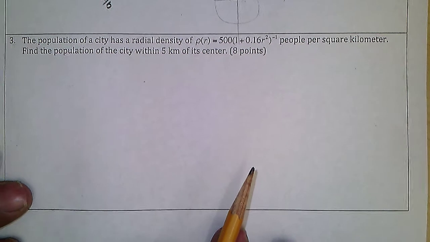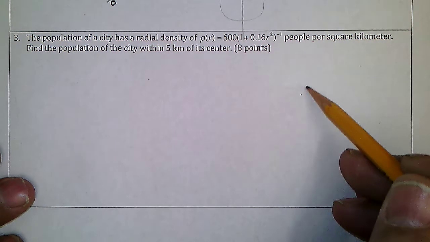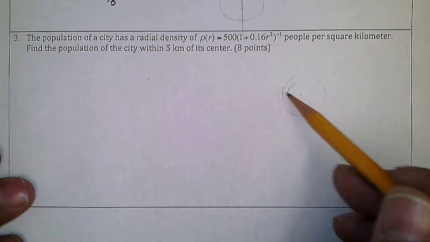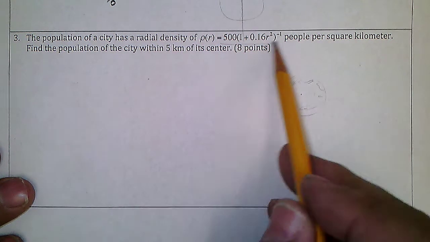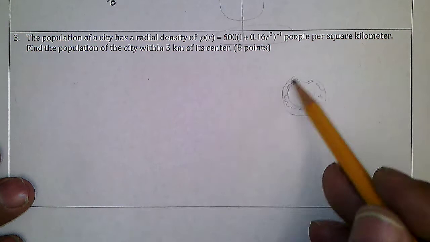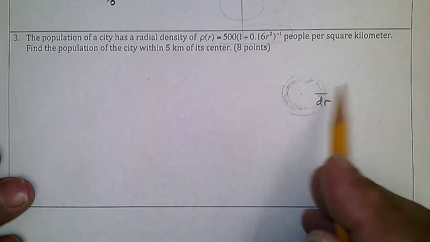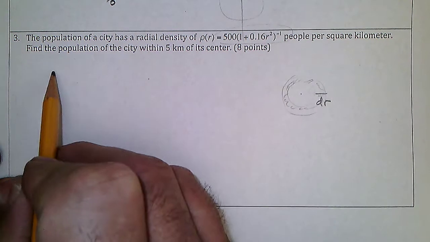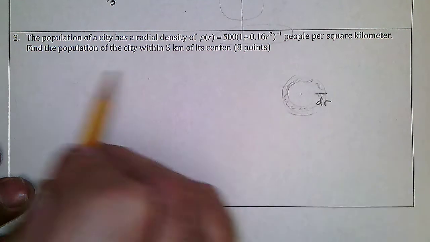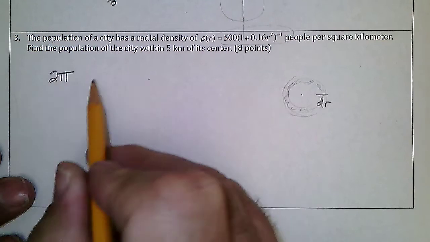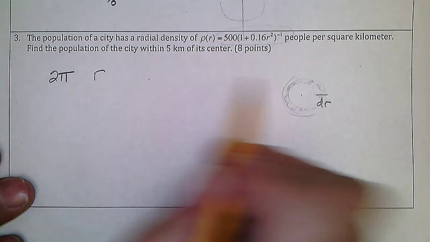City population density. As you go out from the center in rings, each ring will have so much area, and you take the area times the density of that area, and you get the population on that ring. Ring width will be dr, because we're changing the radius. The area of the ring would be the length around the ring, which is 2 pi r, times the width of that ring, which is dr.